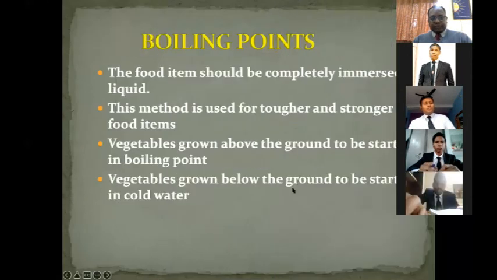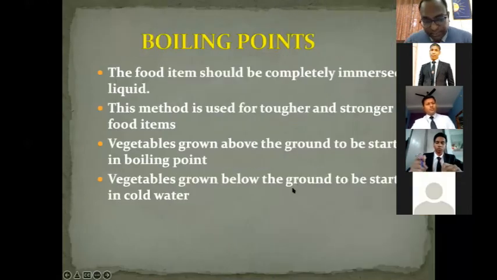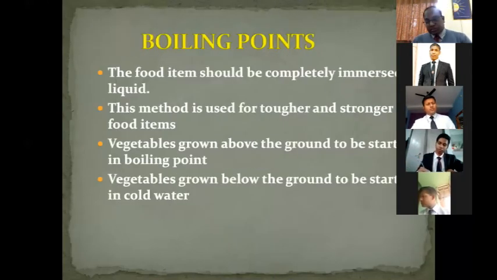Okay. Then boiling points: food should be completely immersed in liquid. Same thing happens with poaching also. Food has to be completely immersed in liquid. The method is used for tougher and stronger food items. We have already spoken about it. Vegetables grown above the ground should start at boiling point. Vegetables grown below the ground can be done in cold water.